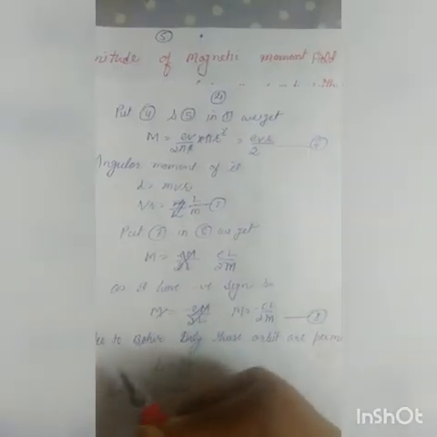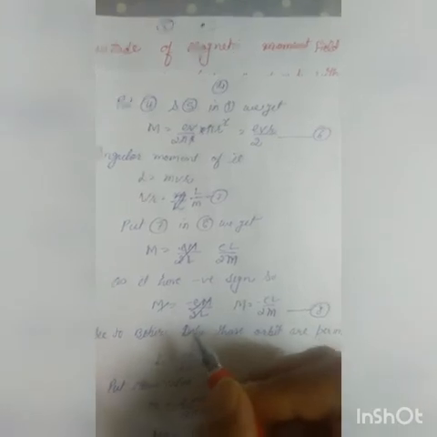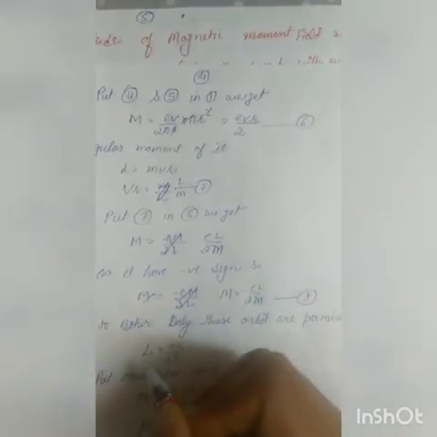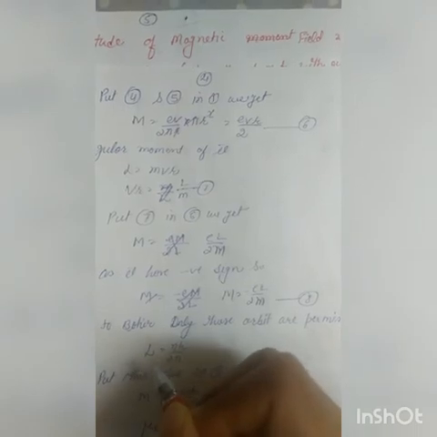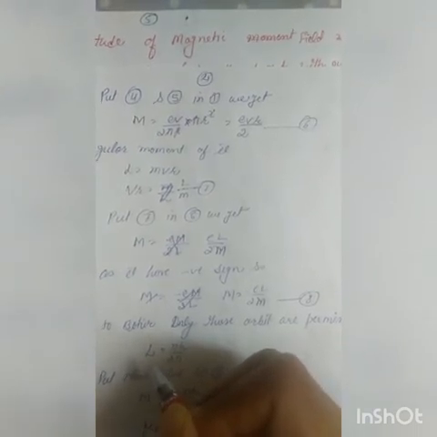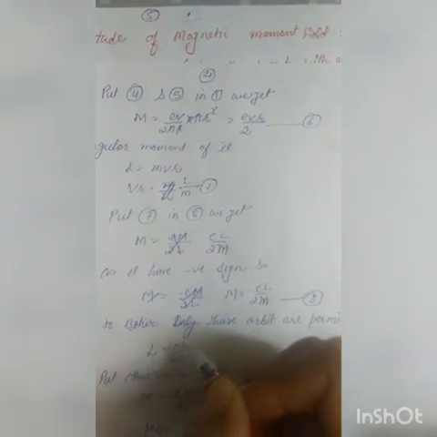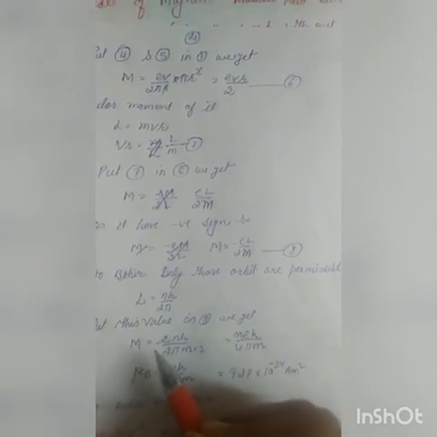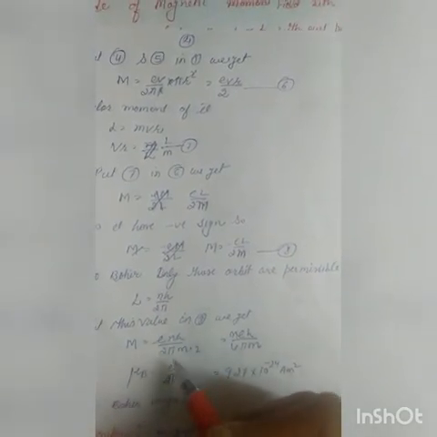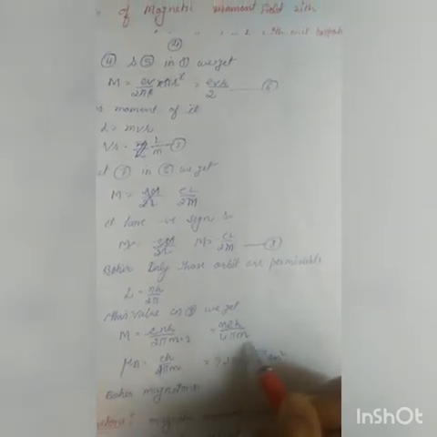Now we have to apply Bohr's condition because we have to calculate the Bohr magneton, right? According to Bohr's postulate, only those orbits are permissible whose angular momentum is m v r, and by the second postulate L is equal to n h upon 2 pi. So put the value of L, and we get M is equal to minus e n h upon 2 pi m into 1 upon 2, which is n e h upon 4 pi m.